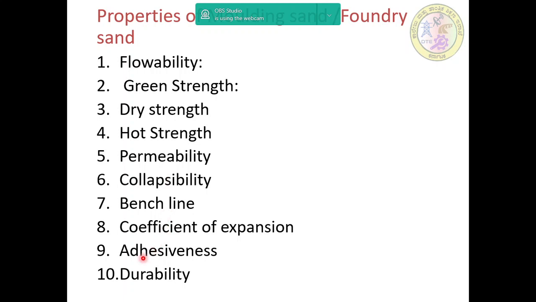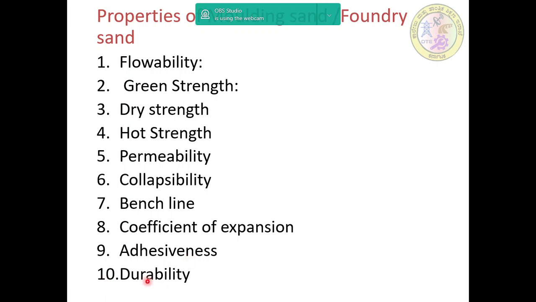Next property is adhesiveness. It is the property of the molding sand owing to which the surfaces of the mold are held together. It is because of this property that the sand sticks to the walls of the boxes. A good molding sand should have good adhesiveness.